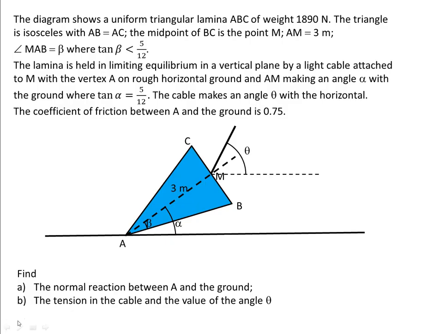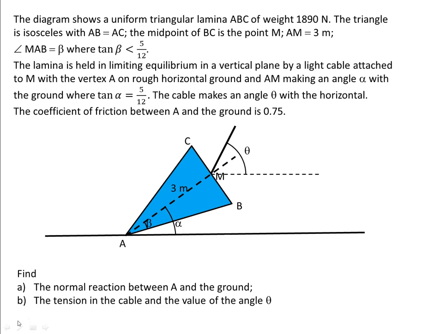For our final example, we have a uniform triangular lamina of weight 1890 newtons. The triangle is isosceles with AB equals AC. The midpoint of BC is the point M, and we're told that AM is 3 meters. We have angle MAB is beta, where tan beta is less than 5/12.